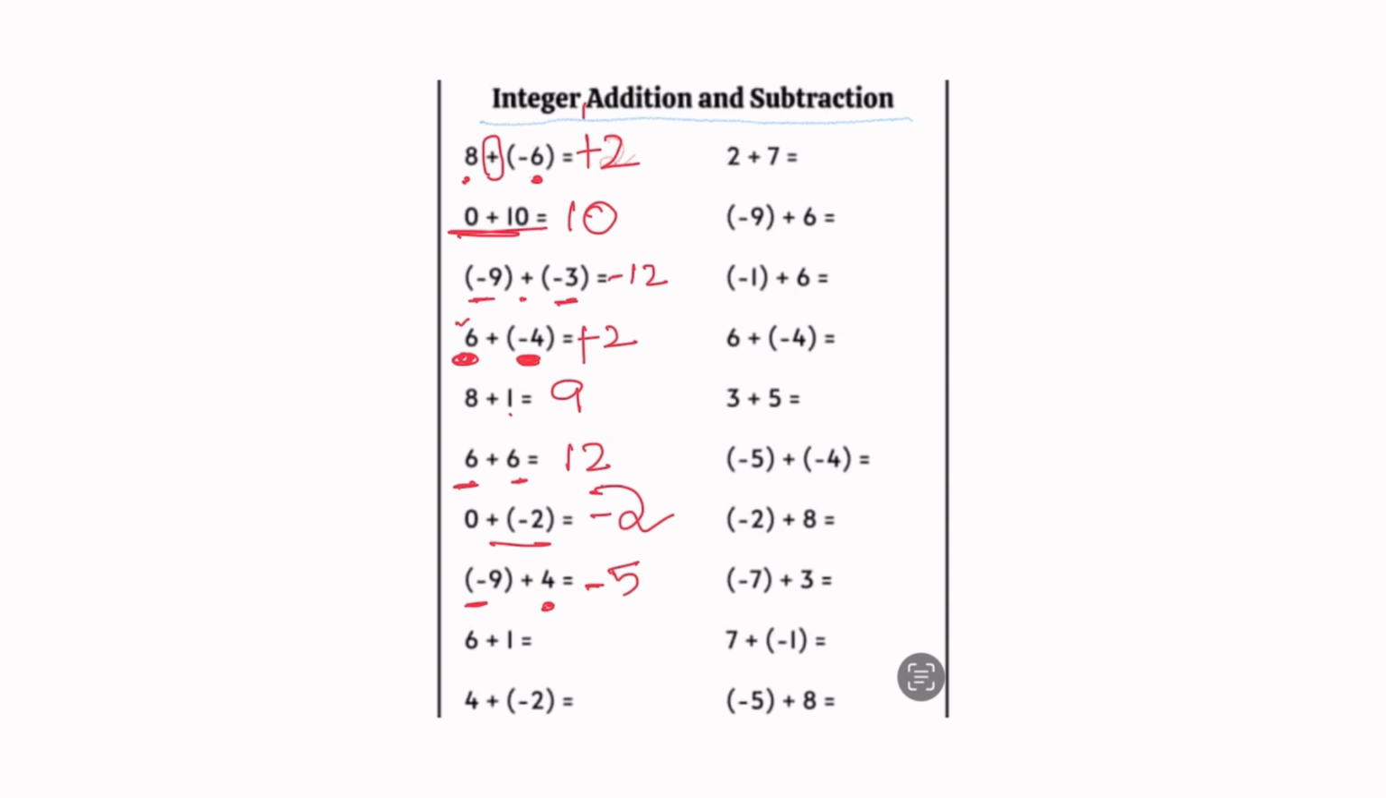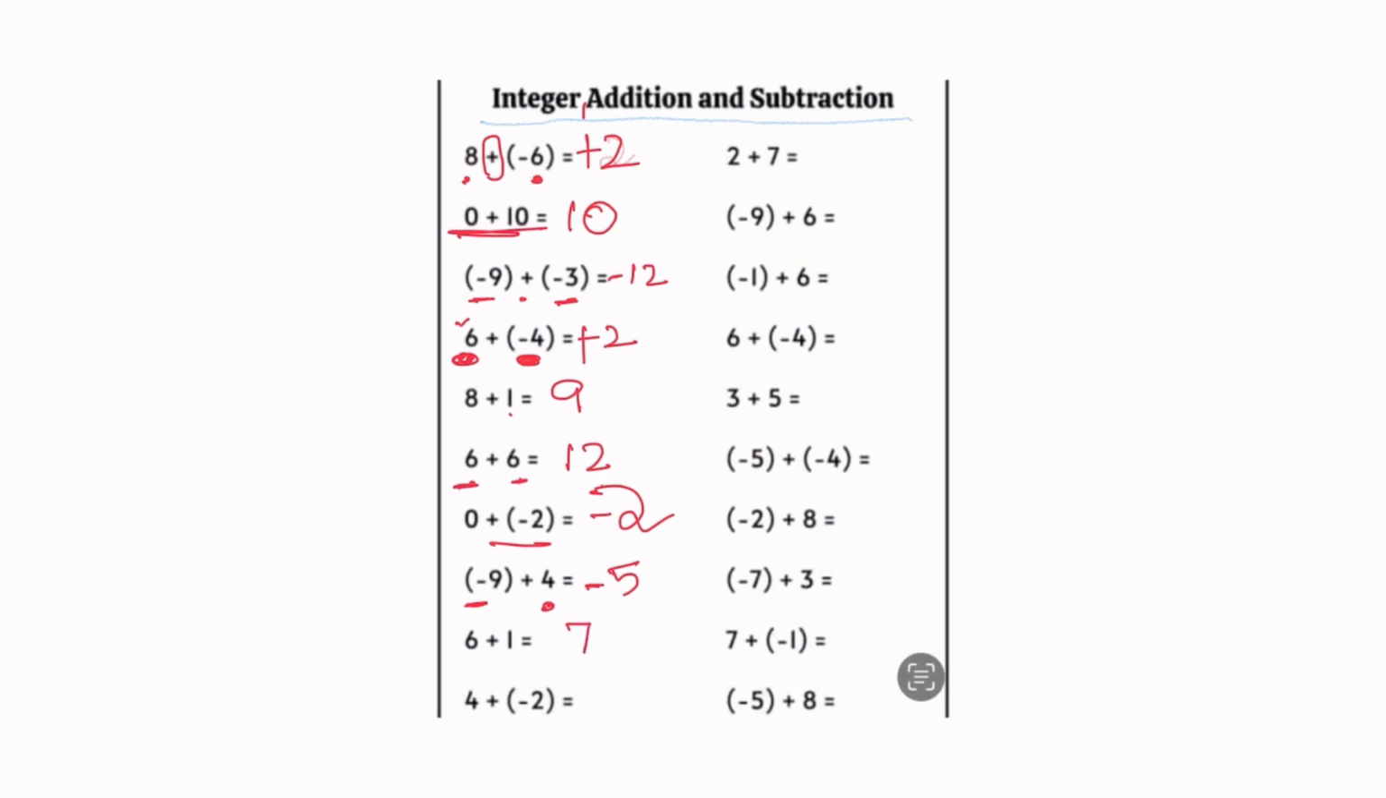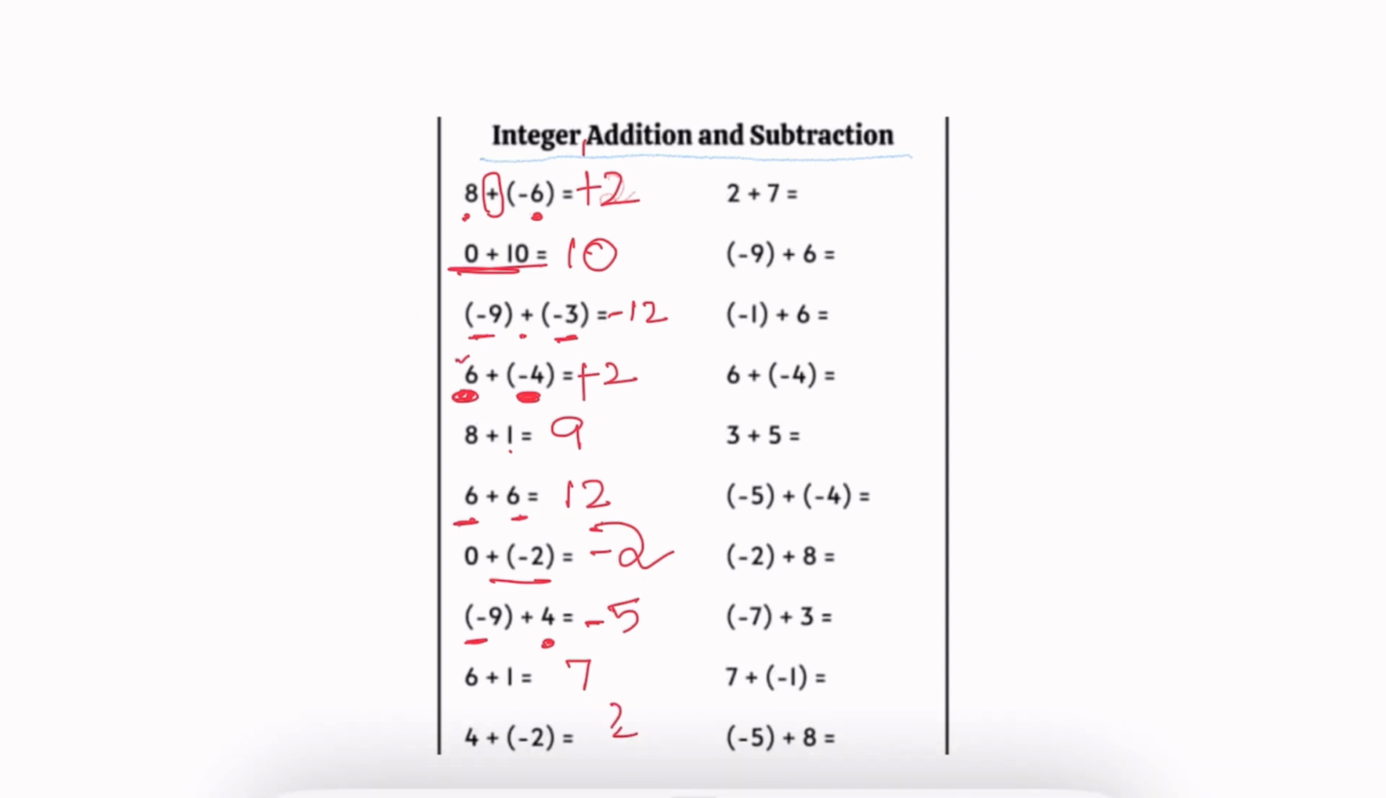Yes. So now 6 plus 1 is 7. Both the numbers are positive. Then 4 plus minus 2. One number is positive, one number is negative. I do subtraction. I give the greater number's sign. Greater number is 4. The answer would be 2. So it is plus 2.